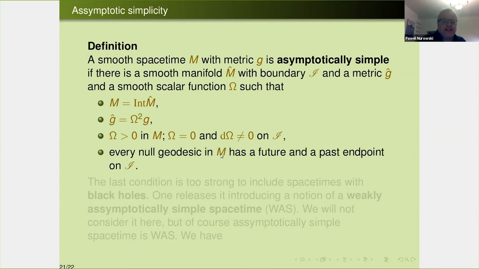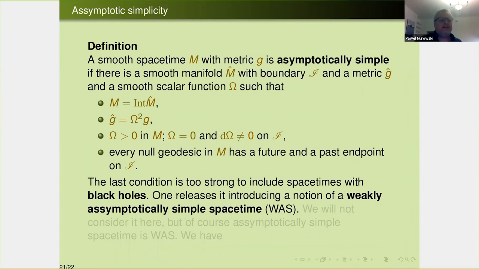And every null geodesic in M has a future and past endpoint on this boundary. So that's what it means that M is asymptotically simple. When Penrose introduced this definition, he immediately realized that the last condition is too strong, for example to include black holes in the picture. So he modified this last condition and introduced another notion called weakly asymptotically simple spacetime. I don't want to enter into this. It is a relaxation of this last condition to include more spacetimes.